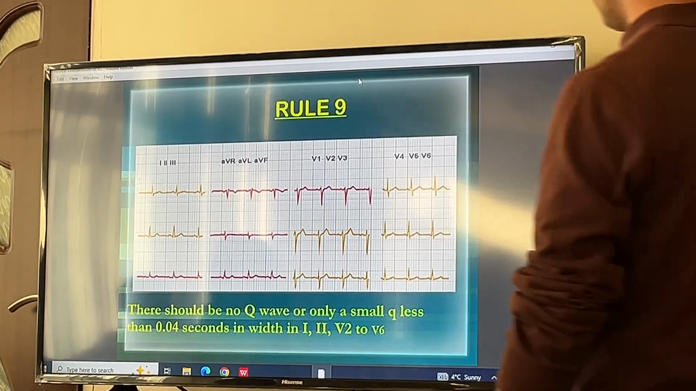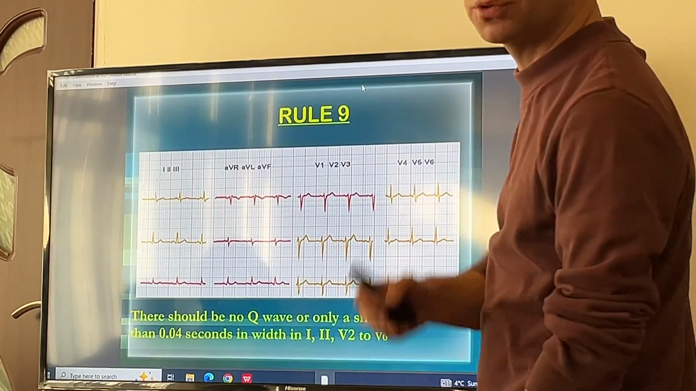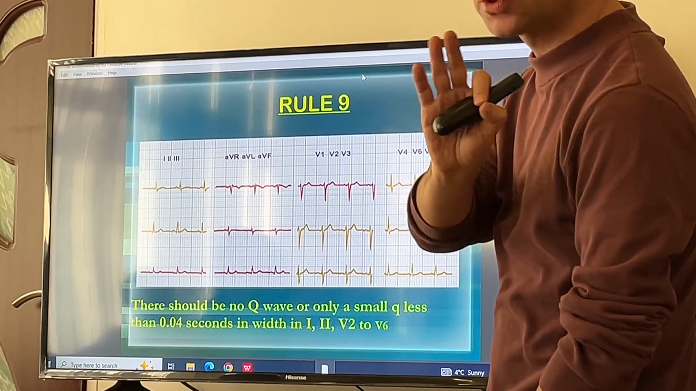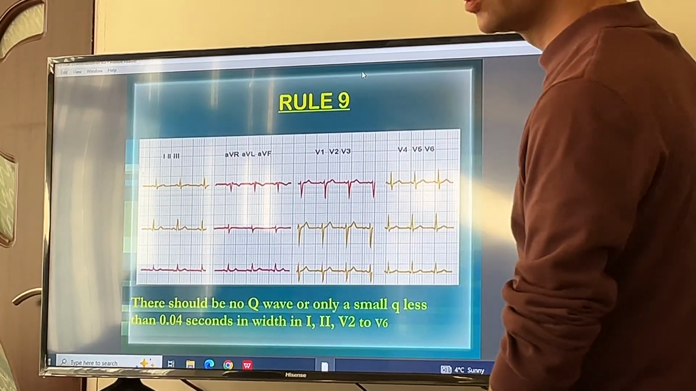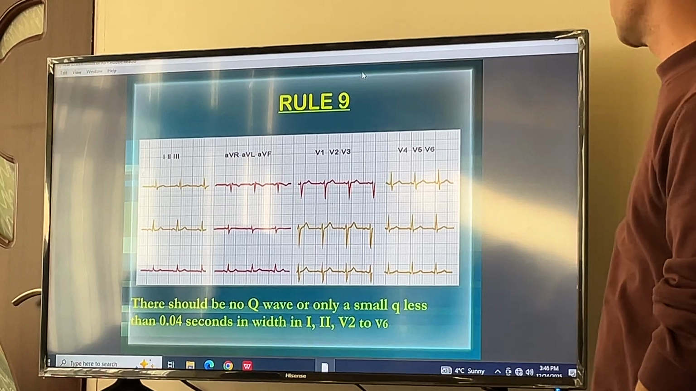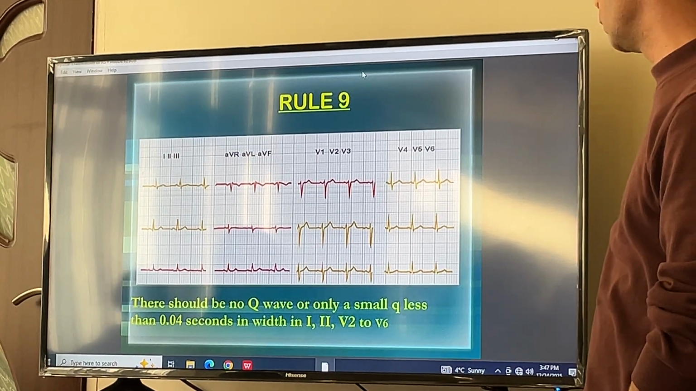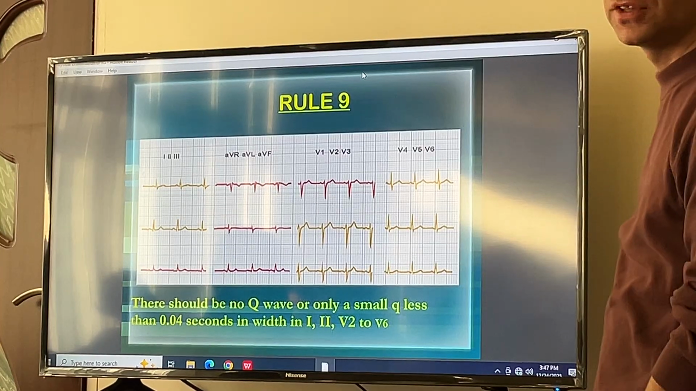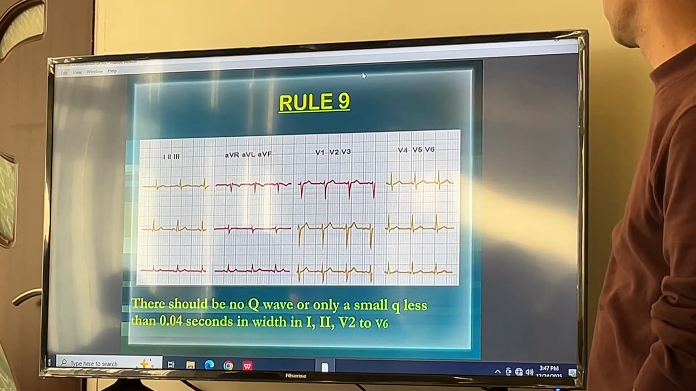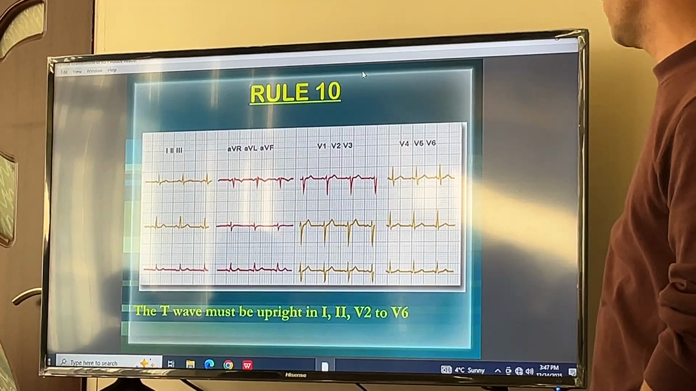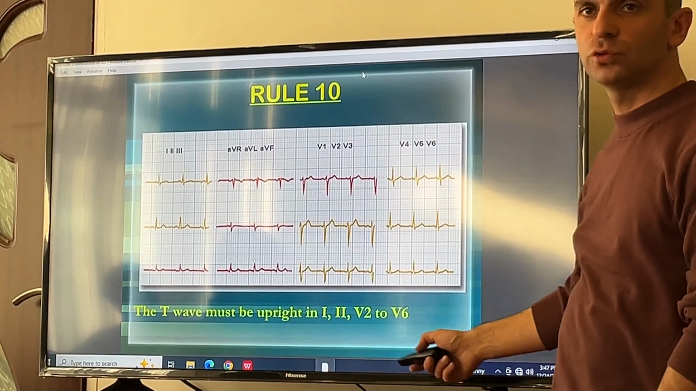There should be no Q wave or only small Q. Less than 0.04, above this is for sure pathological. It is different from source to source, but 0.03 already is not normal. Then 0.04 seconds in width in first, second, V2 to V6. That's why I said Q wave is not mandatory. It is not a mandatory wave. And 10, the T wave must be upright in first, second, V2 to V6.